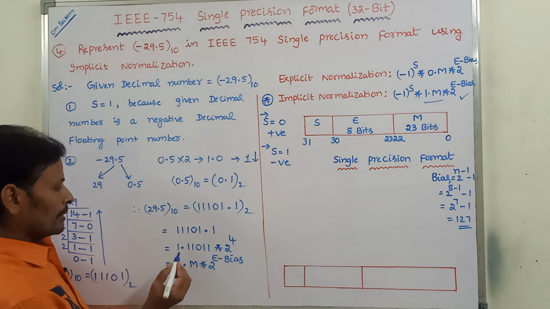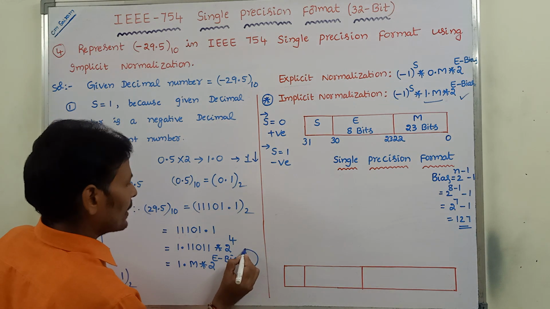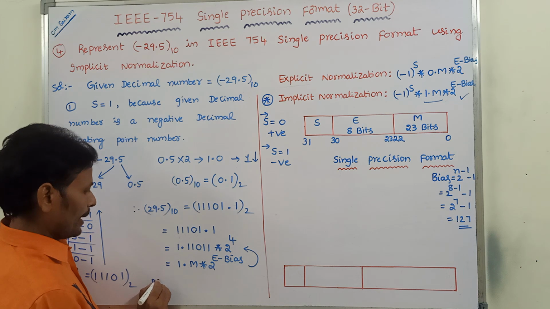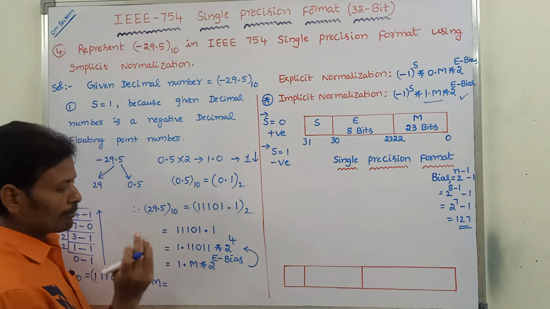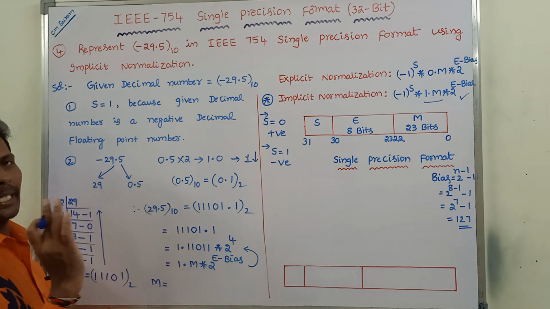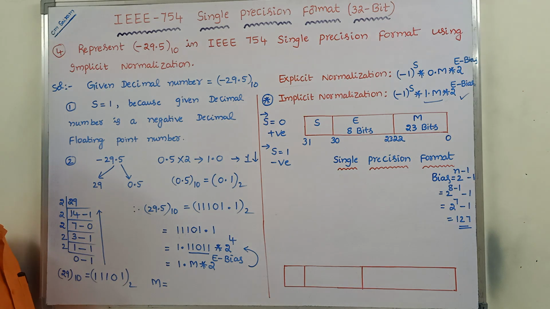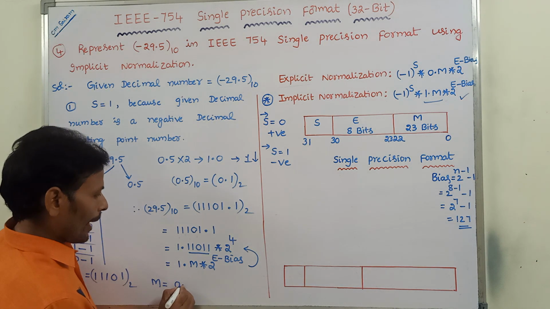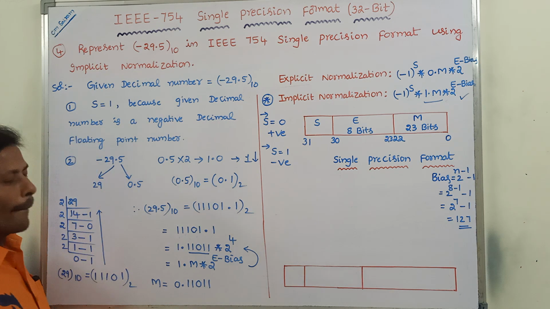Now, what is the m value? By comparing this formula with this one, m is nothing but whatever value is after the decimal point, and that value is treated as the mantissa. This part is the mantissa. It is always a fraction value. So 0.11011 is the mantissa.